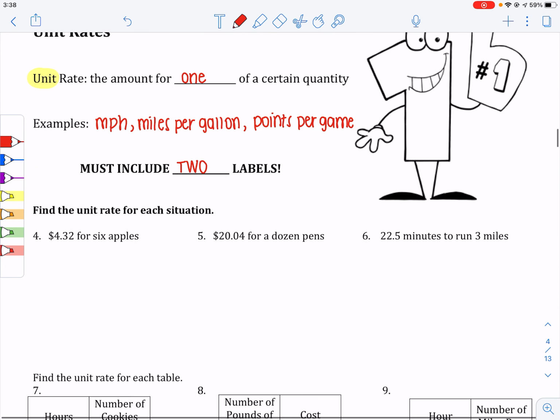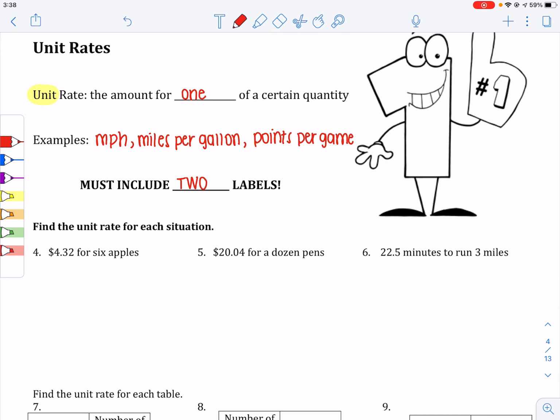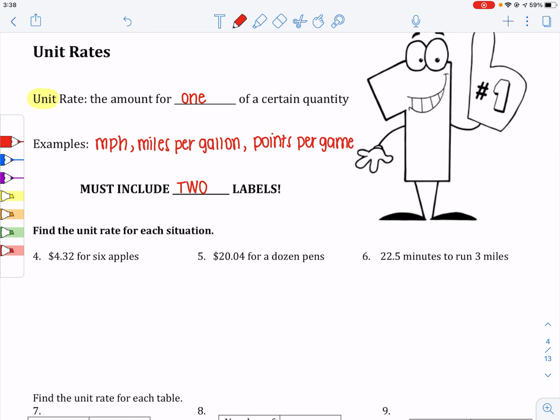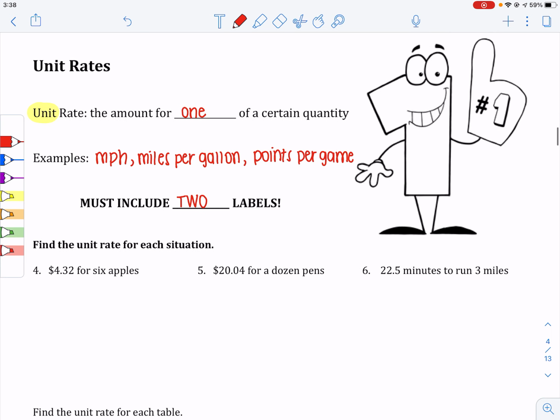So you're going to have to make sure you include two labels, and I always am going to keep my unit rates as fractions. I'll show you two ways to write it, and throughout this video, you can answer the questions either way. I would recommend it either way, and same thing when you do homework. I will either have it as a fraction or with the word per in the middle, or if it's miles per hour, this is an acceptable way to label that.